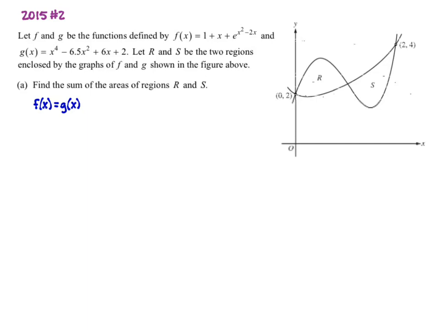The first thing I'm going to do, it says find the sum of the areas of regions R and S. So we're looking for the area of this piece plus the area of this piece. Remember, to find the area that's bounded by two curves, it's the integral of the upper curve minus the lower curve. The problem we have here is that once we hit this point, the upper curve and the lower curve change positions. So they change roles, as it were. So we need to figure out what this point is.